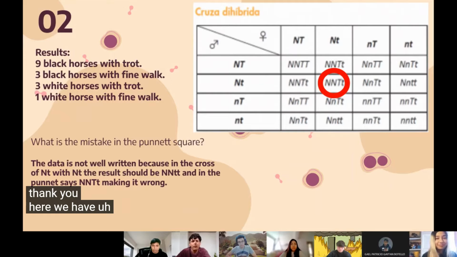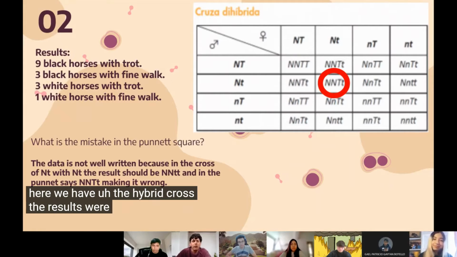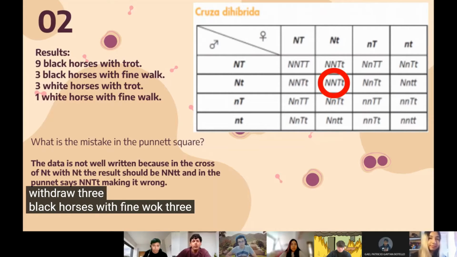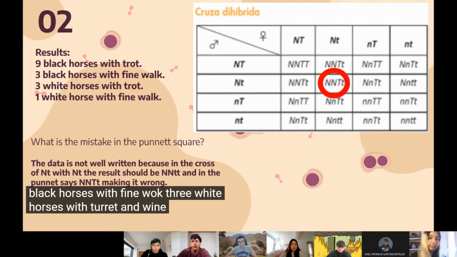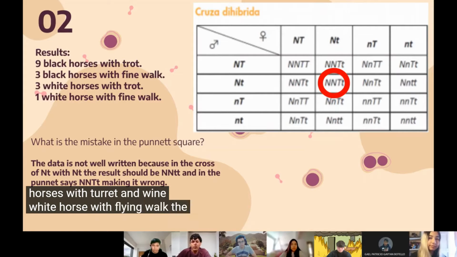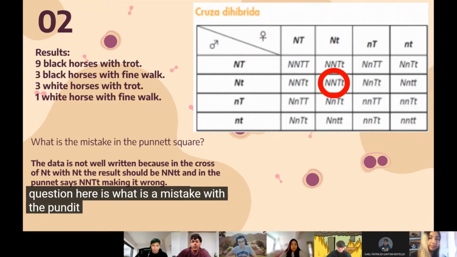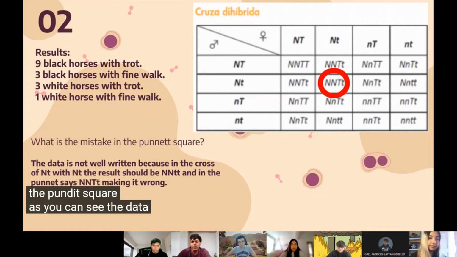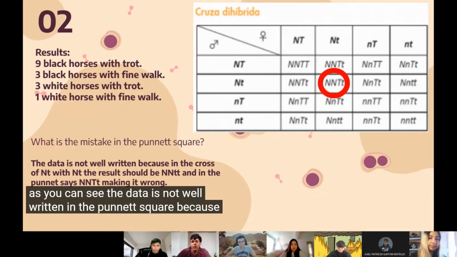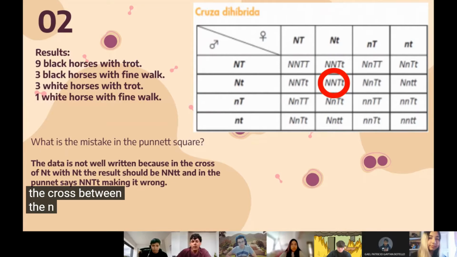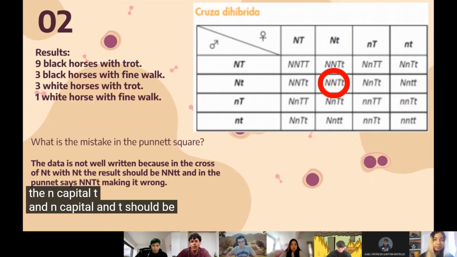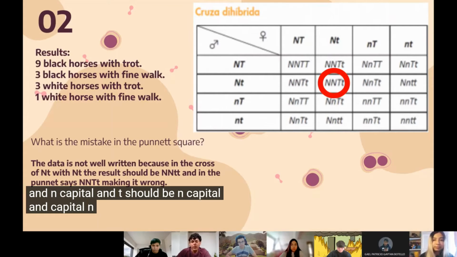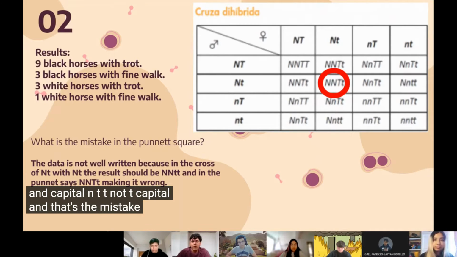Here we have the hybrid cross. The results were 9 black horses with trot, 3 black horses with fine walk, 3 white horses with trot, and 1 white horse with fine walk. The question here is, what is the mistake with the Punnett square? As you can see, the data is not well written in the Punnett square, because the cross between the capital N capital T and capital N and T should be capital N and T, not capital T. And that's the mistake in the Punnett square.